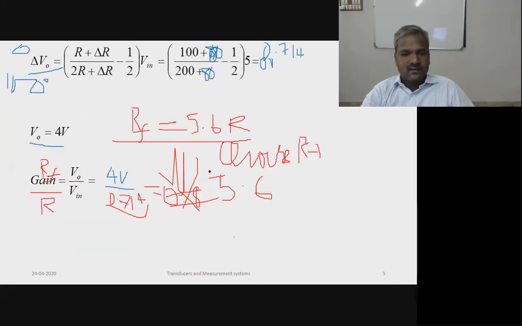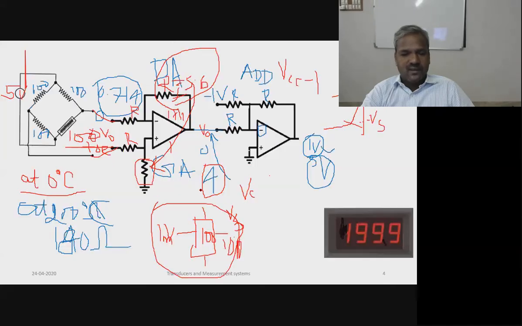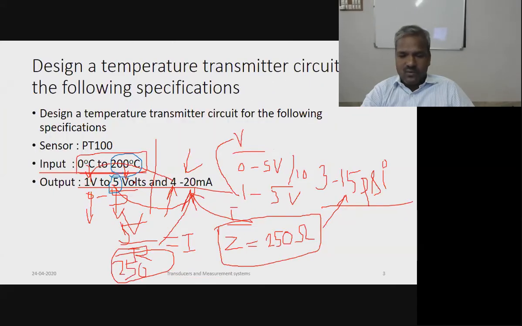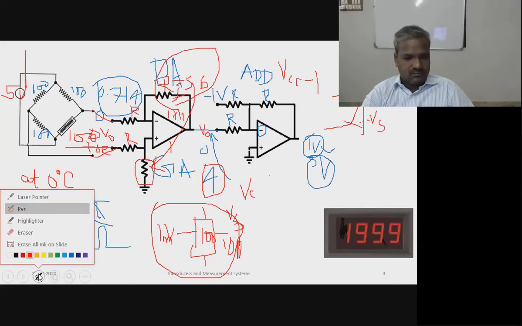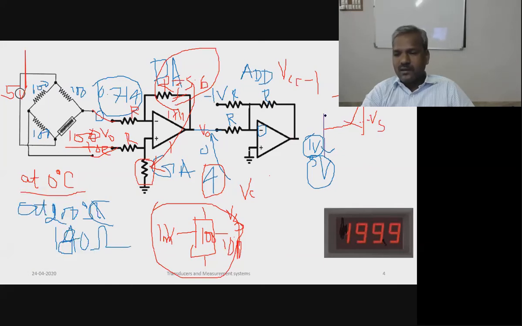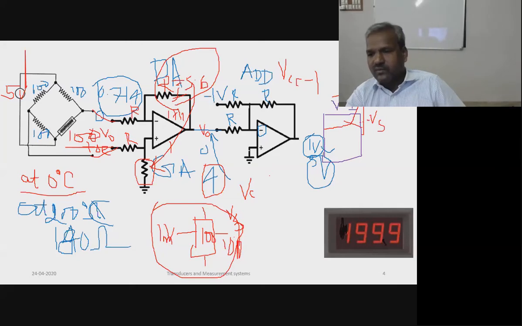Next, this is about this design. Next, we converted 1 volt to 5 volt. So what is the next stage? We have to convert the 1 to 5 volt into 4 to 20 milliampere. For that, you connect a voltage to current converter, the V to I converter. Please refer to your LIC concepts. In that you will get the circuit for the V to I converter.